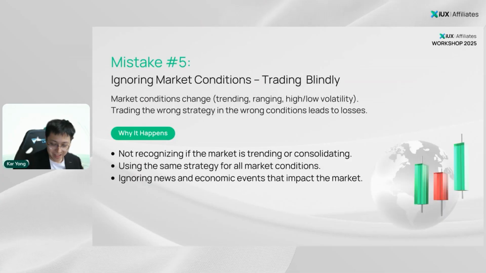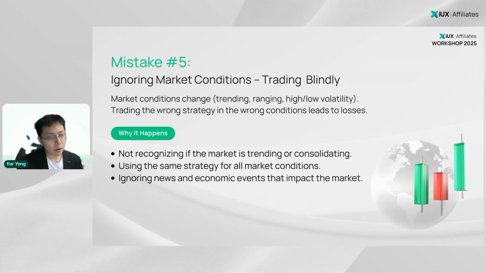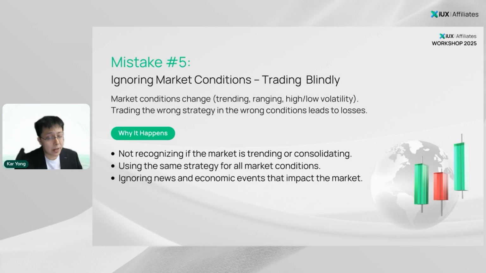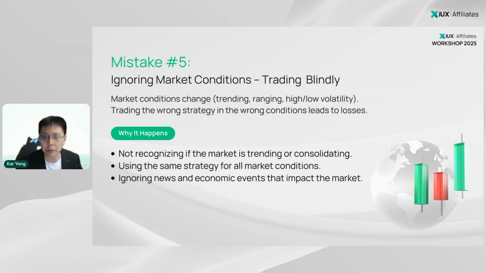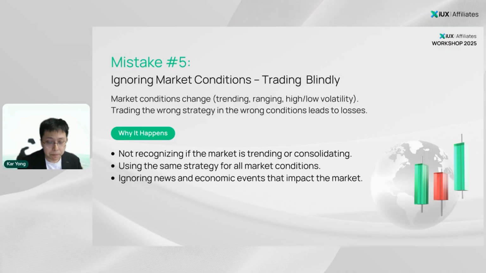So far so good. Now, mistake number 5: ignoring market conditions. This is something that I mentioned when we talked about stop loss. Today, if you fix your stop loss point, you're ignoring market conditions. So market conditions refer to a couple of things. Number one, is the market trending? Is the market ranging? Is the market high volatility? Is the market trading in low volatility?